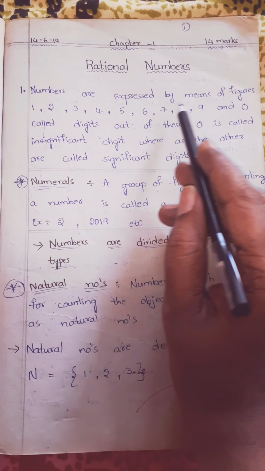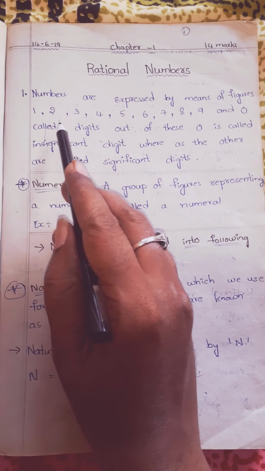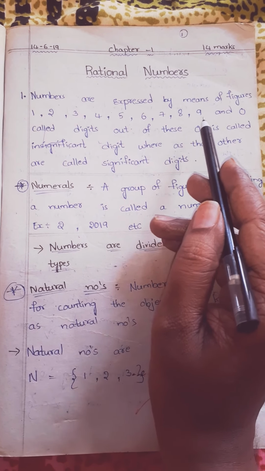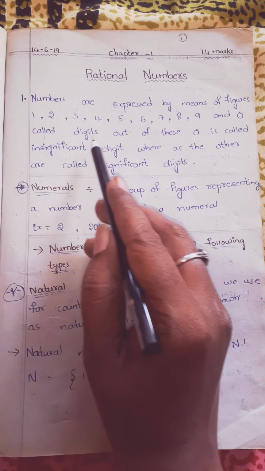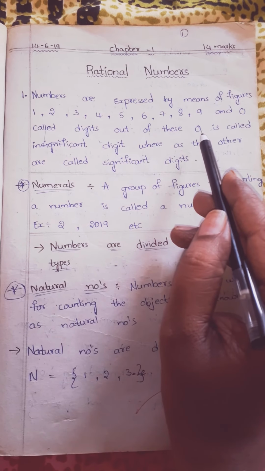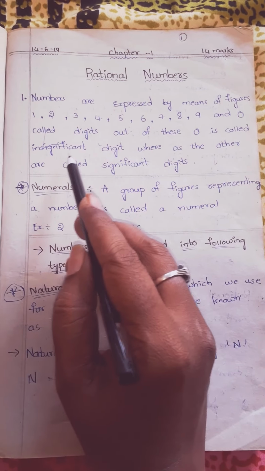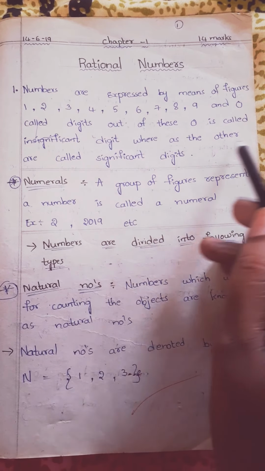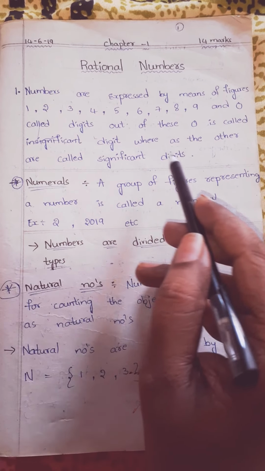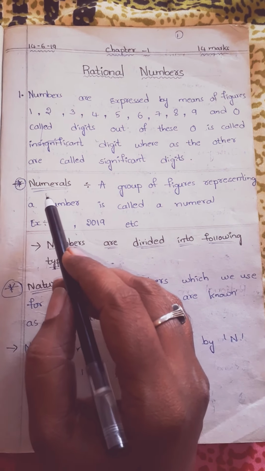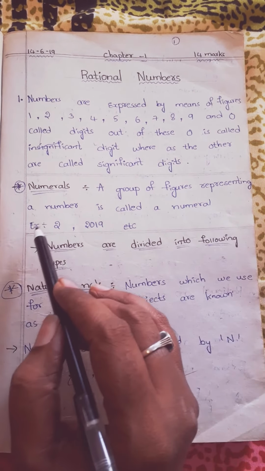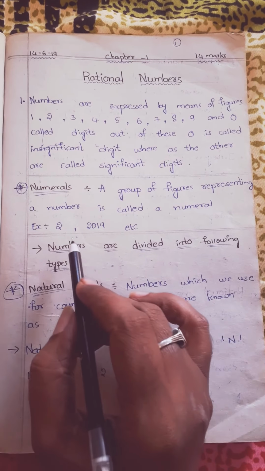Numbers are expressed by means of the figures 1, 2, 3, 4, 5, 6, 7, 8, 9 and 0, called digits. Out of these, 0 is called an insignificant digit, whereas the others are called significant digits. Next definition, children, numerals. A group of figures representing a number is called a numeral.